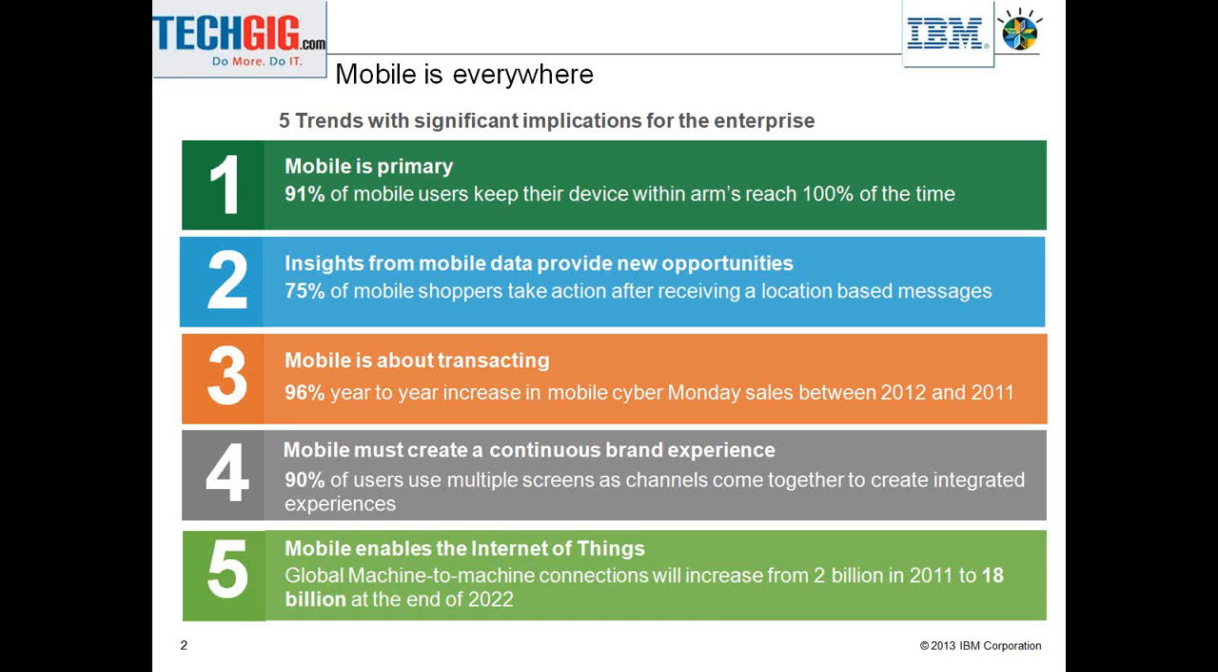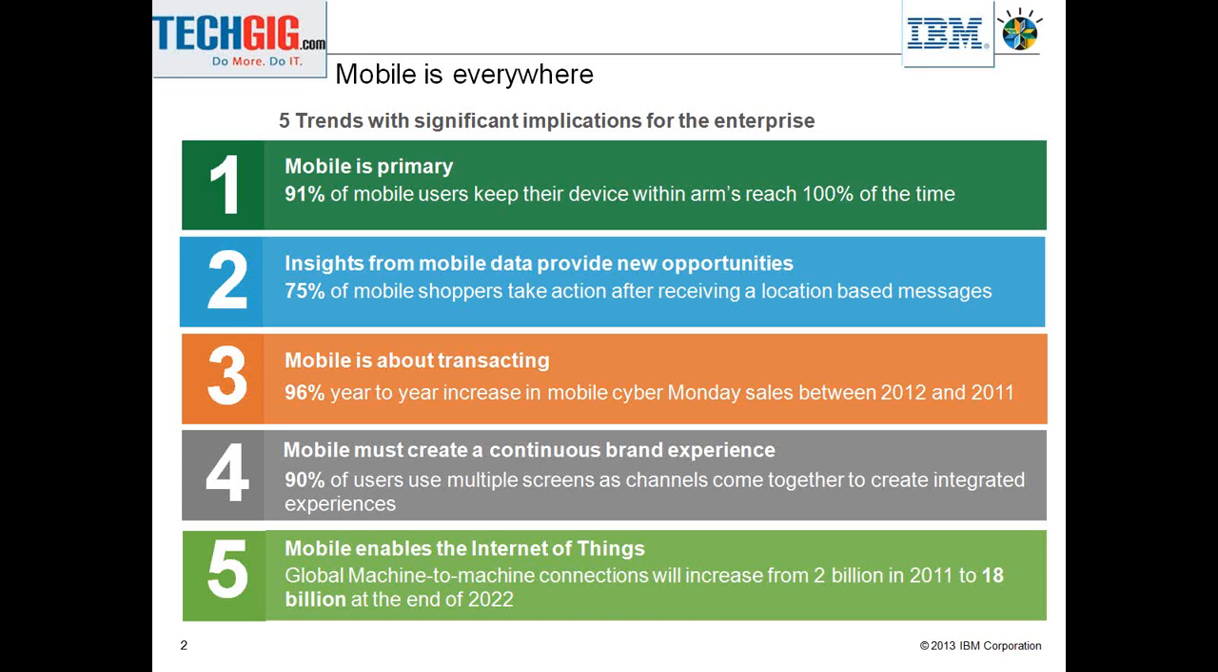Trend 4 is that mobile must create a continuous brand experience. Mobile today is not just considered a tool or a device which remains with the user, but it is also used for brand creation. That is what the statistics say: 90% of users use multiple screens as channels come together to create an integrated experience. So integrated experience and usability are the buzzwords for today's mobile industry.